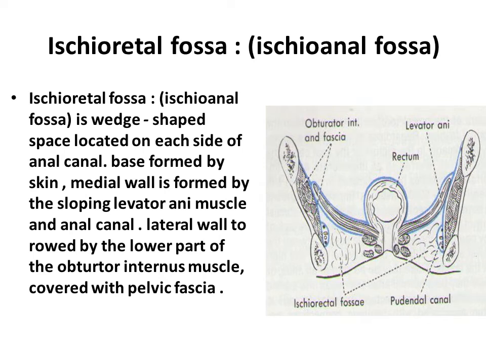Ischio-rectal fossa, or the ischio-anal fossa. The ischio-rectal fossa is a wedge-shaped space located on each side of the anal canal. The base is formed by the skin. The medial wall is formed by the sloping levator ani muscle and the anal canal. The lateral wall is formed by the lower part of the obturator internus muscle covered with pelvic fascia.